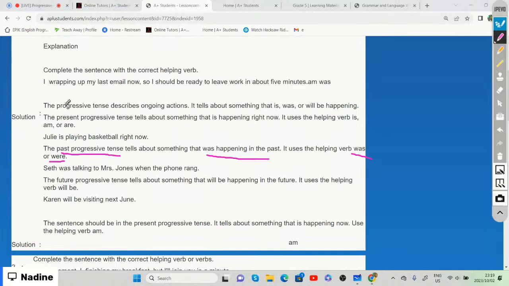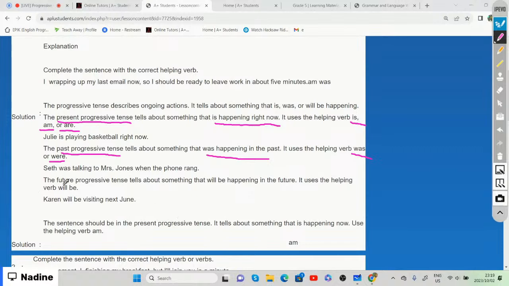And then we have our present progressive tense, and it tells us about something that is happening right now. And we use the helping verb is to show one person doing something. Am is like referring to I am doing something. And are refers to more than one person that is doing, or that's described as doing, the ongoing action.